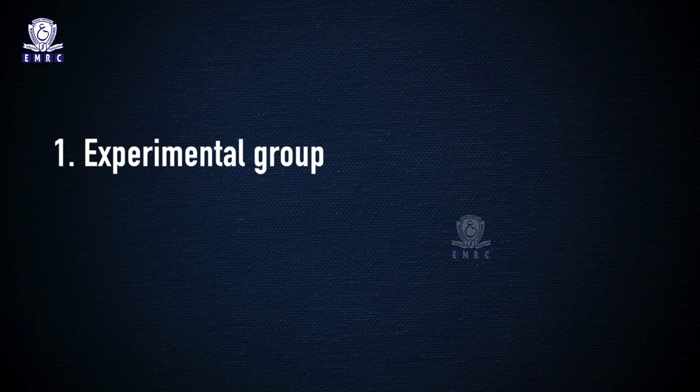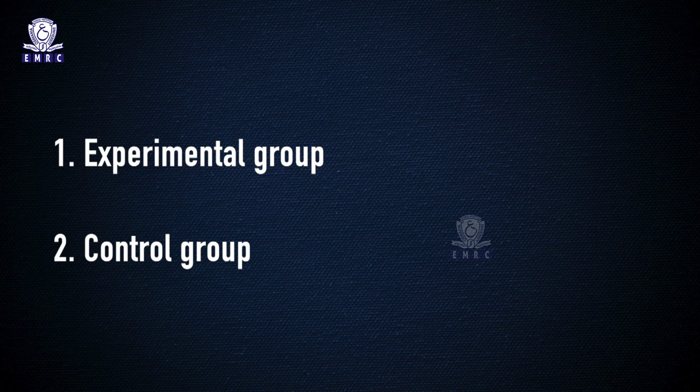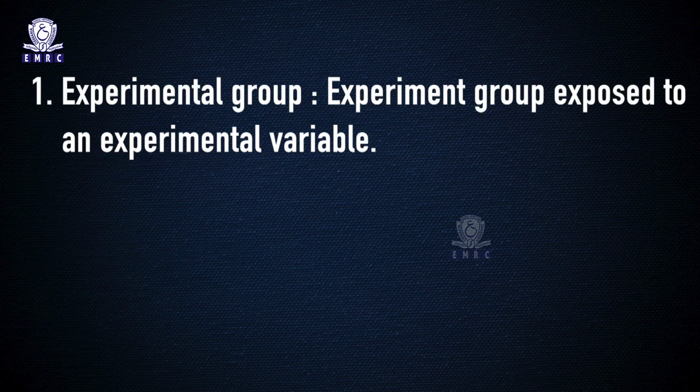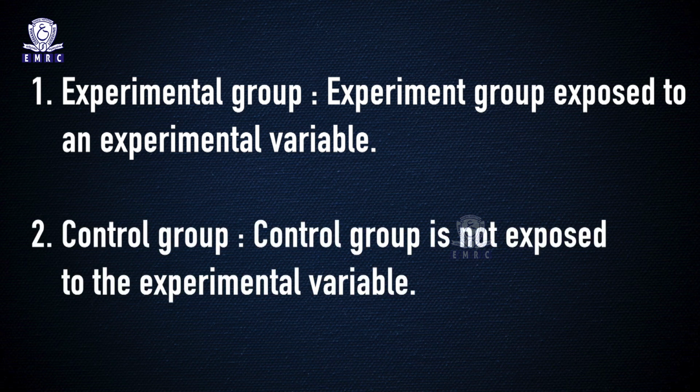Here, one of the groups is used as the experimental group and the other as the control group. The experimental group is exposed to an experimental variable. The control group is not exposed to the experimental variable. The difference between the experimental and control groups' outcomes is attributed to the effect of the experimental variable.